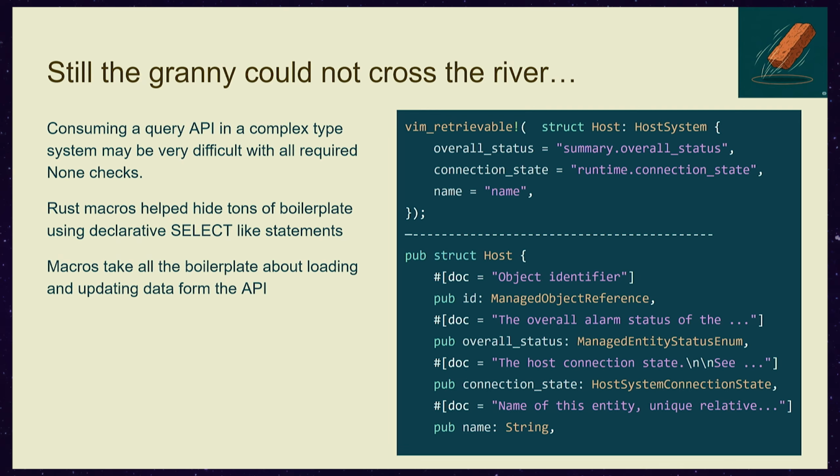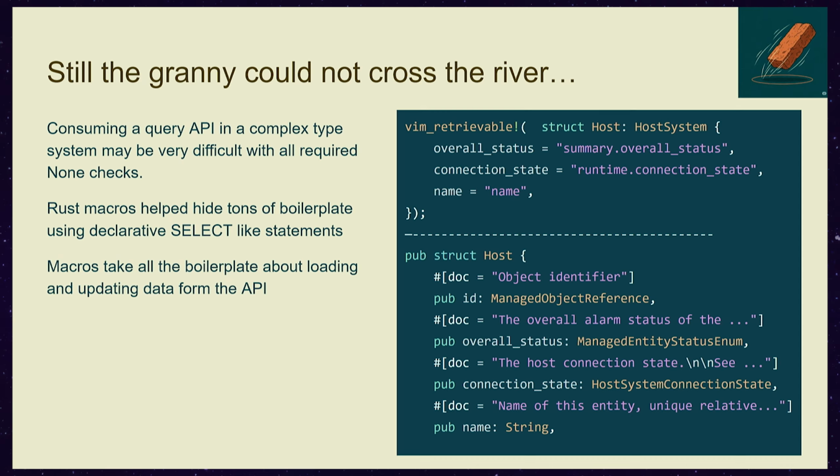The last thing I wanted to talk about is just the macros. So we have a kind of query API, similar to SQL. So you give it property paths, the kind you see there with the summary, overall status, runtime connection state, name. So these are paths into the host system object, and they give me different data. And every such path will have a specific type. It could be optional, required, and it could be an integer. It could be some data structure.